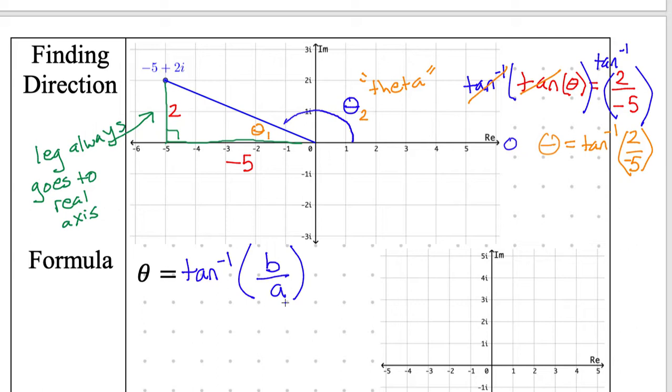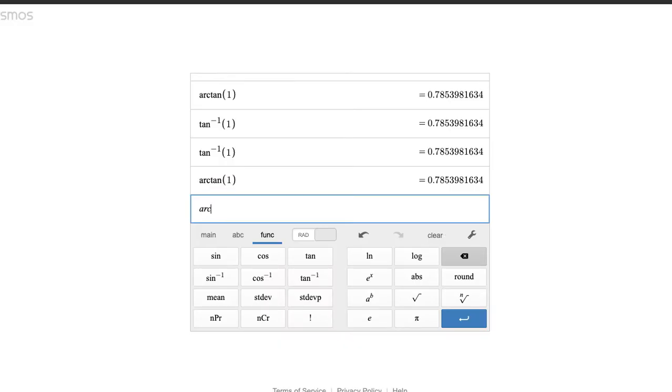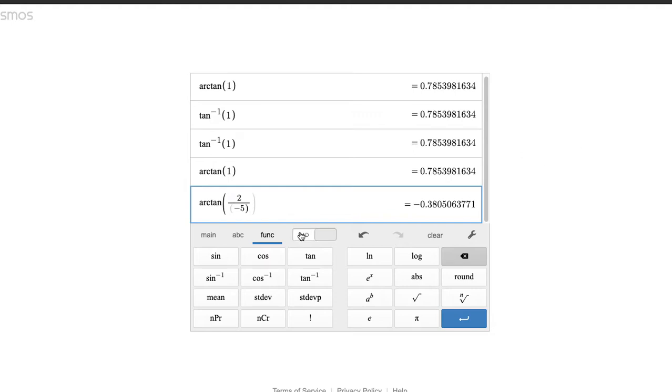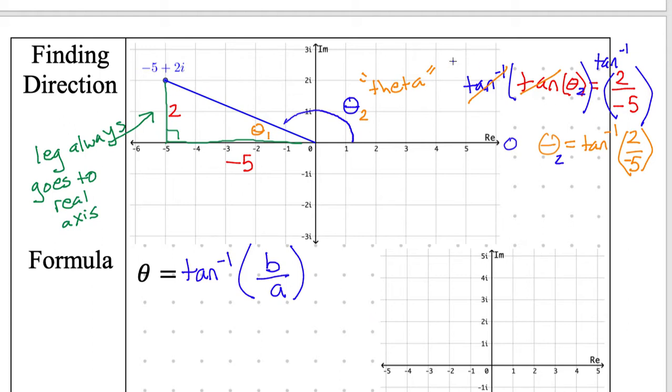It seems easy. Here's the problem. This angle, theta 2, the problem with this is, let's see what happens. When I do arctangent of 2 divided by -5, I get, we'll keep it in degrees for now, -21.8. Does this theta 2 look like -21.8? No, you should be shouting out no.